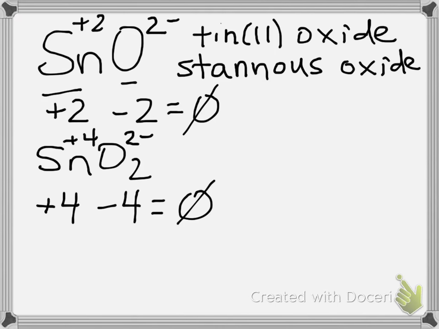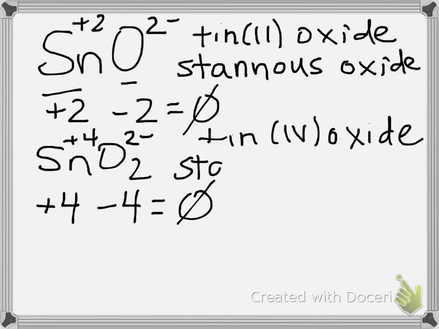This isn't tin 2 oxide. This is tin 4 oxide. Okay? The other way to name this, again, that I expect you to always do, is still stann, but this is the higher of the two charges, so this is stannic oxide. So there are our two possible charges for these compounds. I hope that helps.